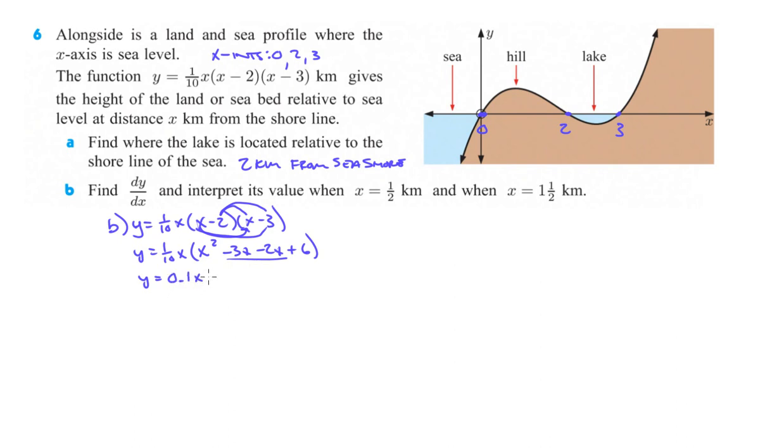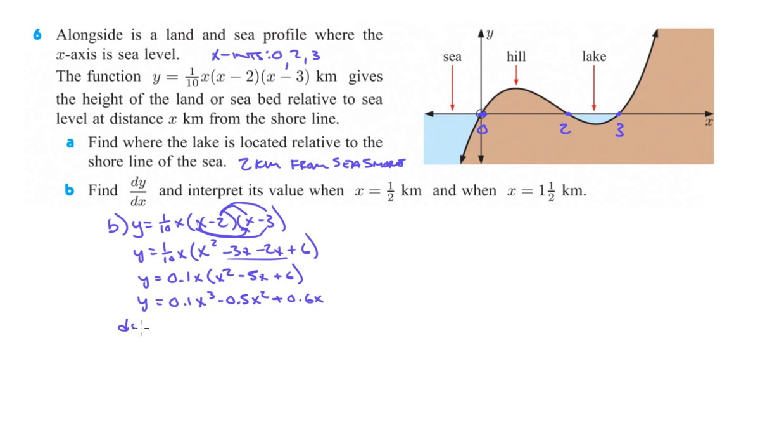So let's call that 0.1x, x squared. Negative 3x and negative 2x is negative 5x, plus 6. Now we can distribute through, right? So that is 0.1x cubed. And then 0.1 times negative 5 is negative 0.5, x times x is x squared. And then plus 0.6 times x. Okay? So there's our equation all multiplied out.